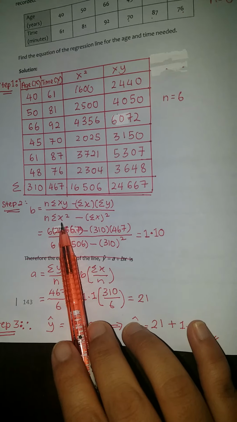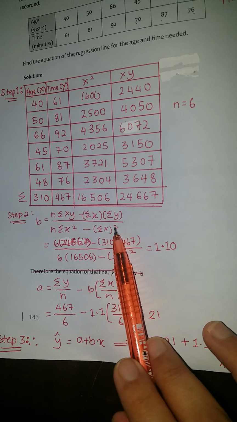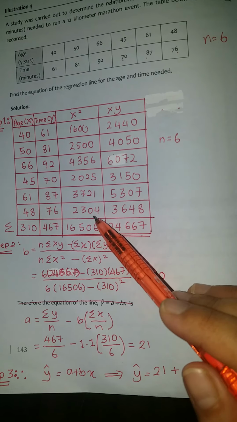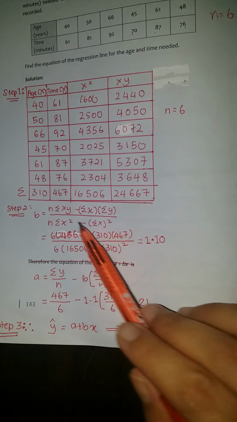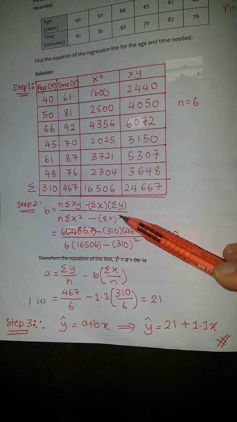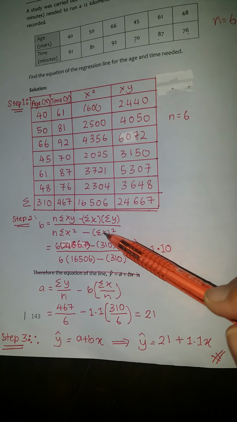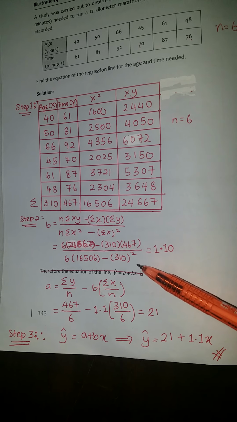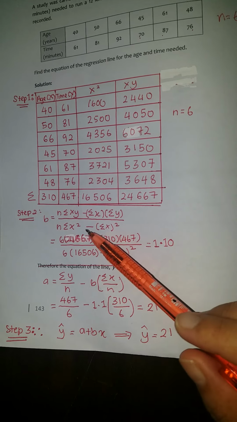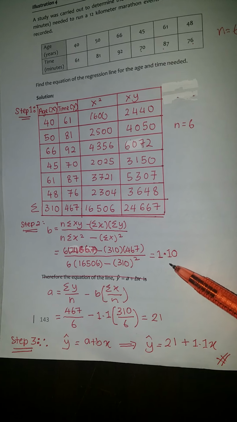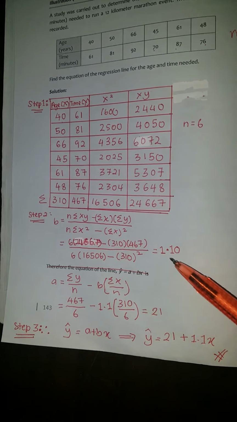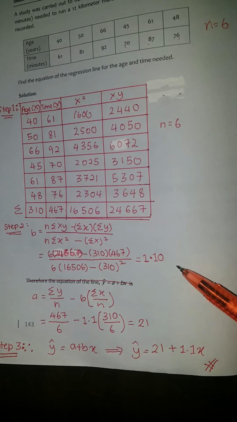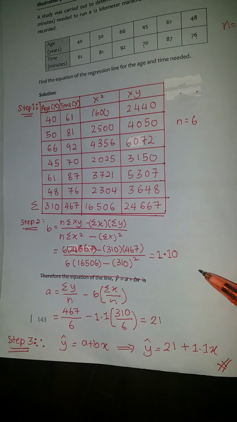Okay. So, can you see the difference between these two values? This is sum of x squared. Perjumlahan bagi x kuasa 2. Yang ini adalah perjumlahan x yang ini dikuasa 2 kan. Okay. Perjumlahan x kita apa? 310. Jadi 310 kita kuasa 2 kan dia. And then you calculate guna calculator, you will get the value for b is 1.10. So this value I rounded to 2 decimal places.